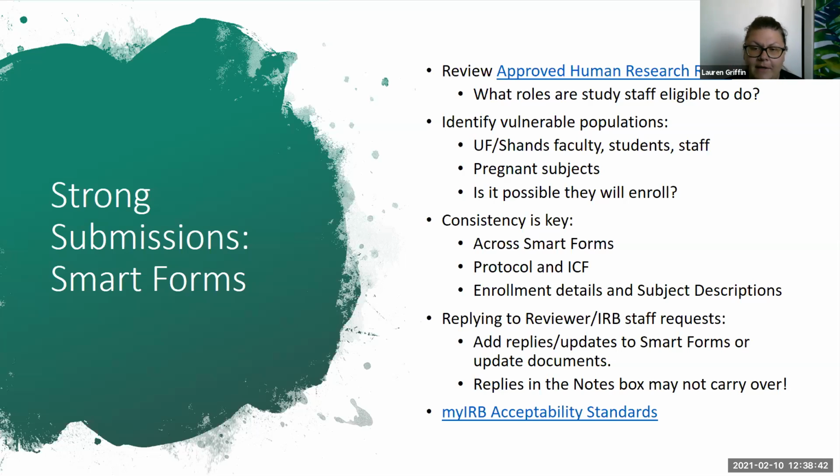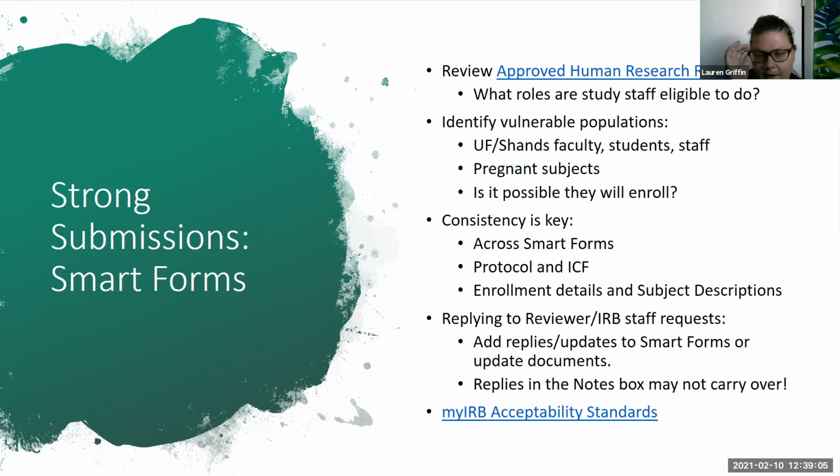And then the enrollment details, subject descriptions. These are ones where, especially if people modify the protocol, if you're submitting a revision, they can be easy to forget because they're not on that main protocol page. But going through and making sure that you're updating those means that whoever looks at the study next, if you submit another revision or a continuing review, they know exactly what's going on.